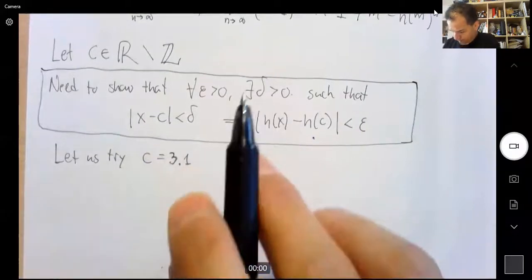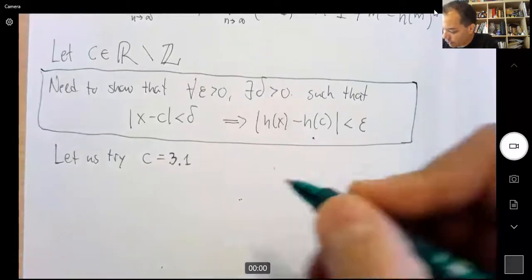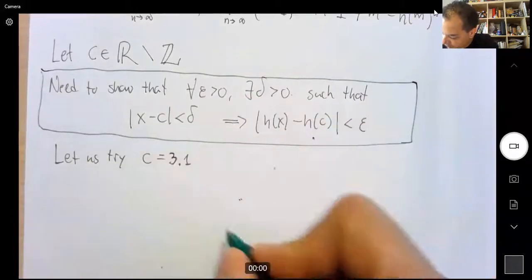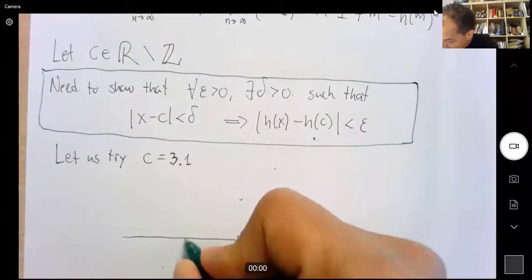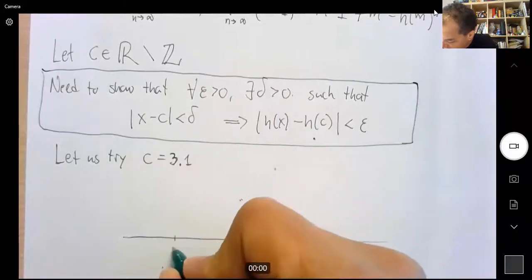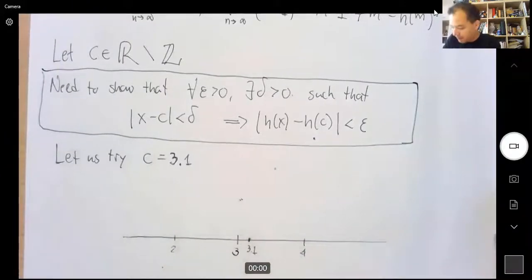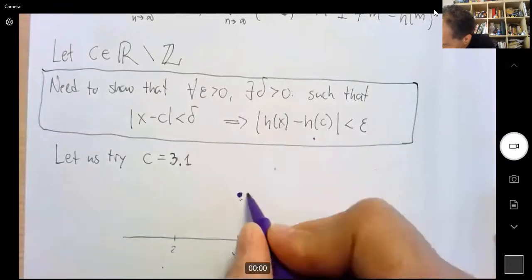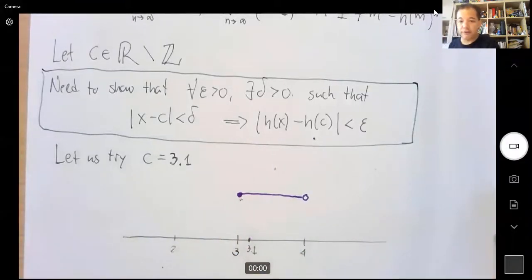Well, let's think about it. Let's recall what the graph of the function looked like. If you remember, let me just zoom in around the 3 part. So let's say that here's 3 and 4 and 2. And we're picking 3.1 somewhere over here. And the function between 3 and 4 is 3, and then all the way to 4. And before is something else, right? I don't want to use the other part. I am only looking near 3.1.